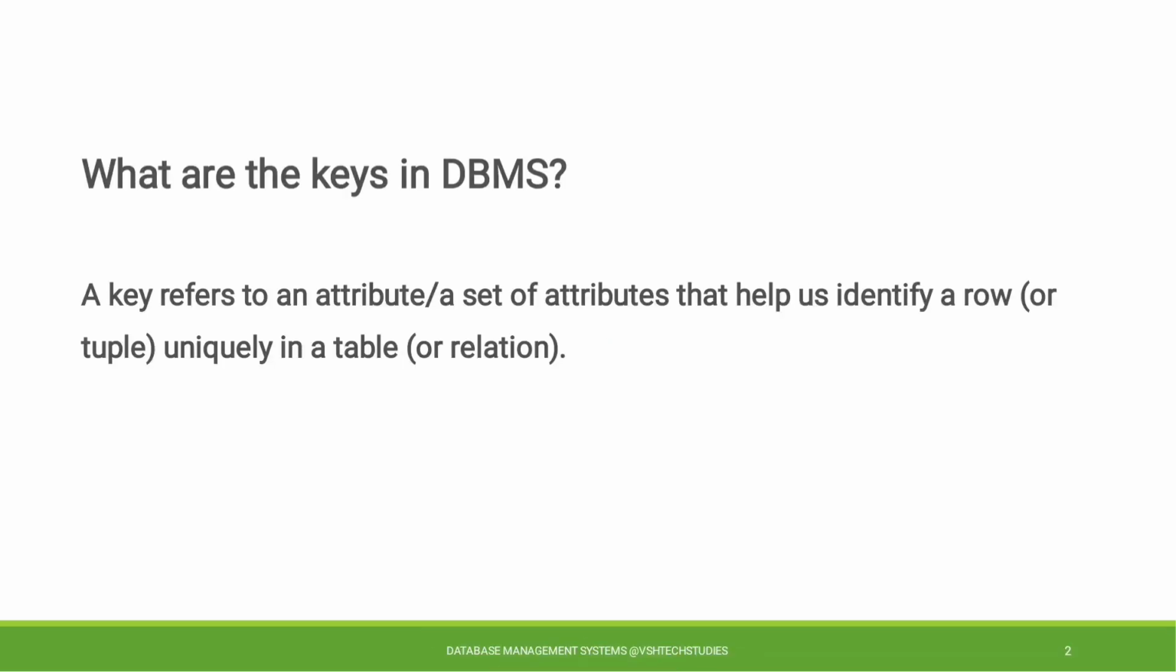So first let us know what is the meaning of keys in DBMS. A key means an attribute or set of attributes that help us to identify a row or tuple uniquely in a table or relation. So in DBMS, that is in RDBMS, Relational Database Management System, the real world data is stored in the form of tables. Tables have rows and columns. So the column names are known as attributes. So this key in DBMS will be a single attribute or single column name or multiple column names.